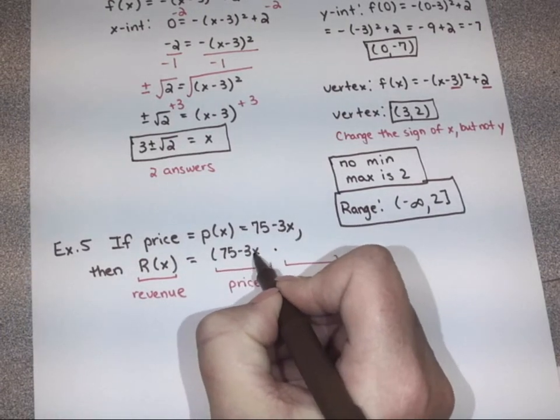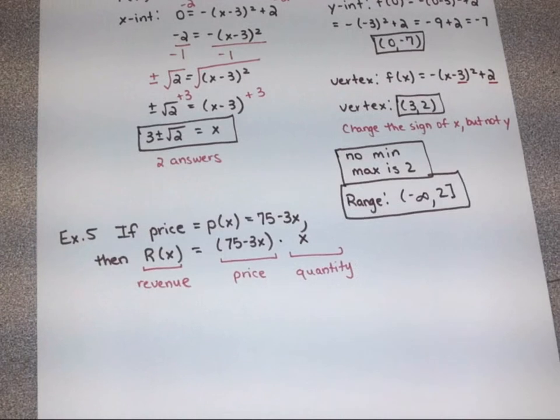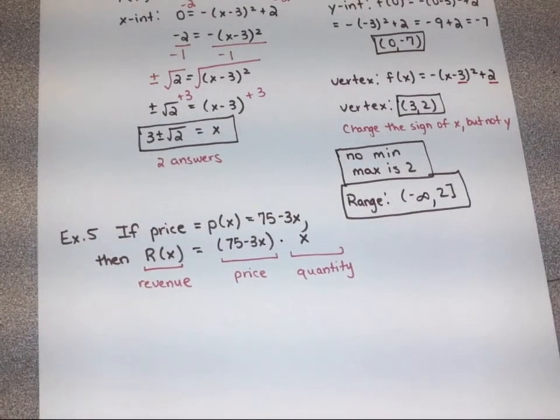75 minus 3x, right? And then the quantity is always just x. So in other words, in a price equation, the variable is always however many items you have.